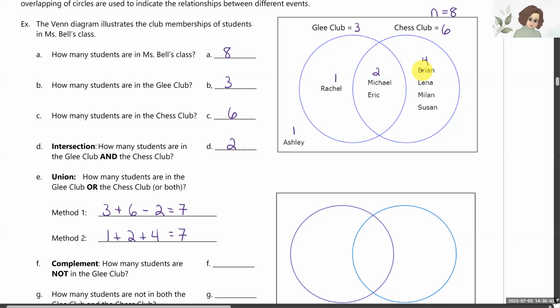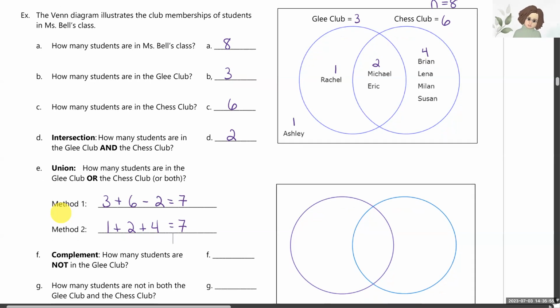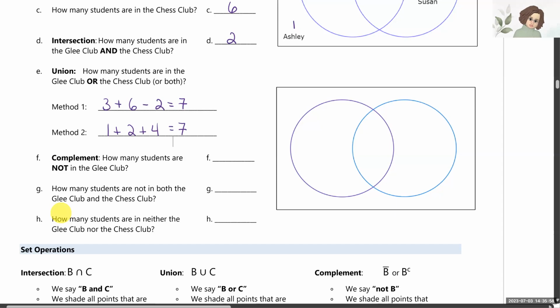So sometimes one method is preferable over the other, and that first method we'll actually return to when we start learning some more probability rules coming up. But for now, let's move on. So I'm going to just redraw that rectangle now with our 8 students. So our Venn diagram has our 8 students. I'm just going to put a G for Glee Club and a C for Chess Club.